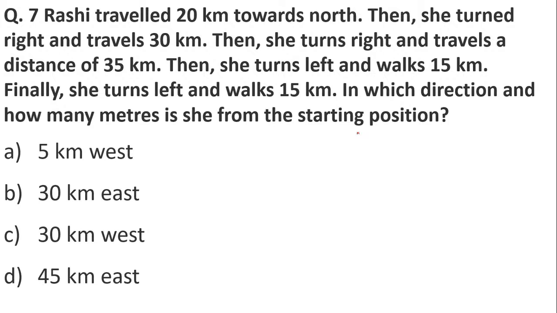Okay. Next question. Rashi traveled 20 meters towards north. Then she turned right and travels 30 meters. She turns right and travels a distance of 35 meters. And then she turns left and walks 15 meters. Finally, she turns left and walks 15 meters. In which direction and how many meters is she from the starting point?